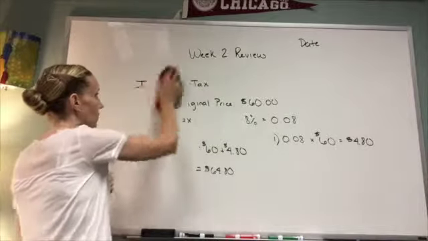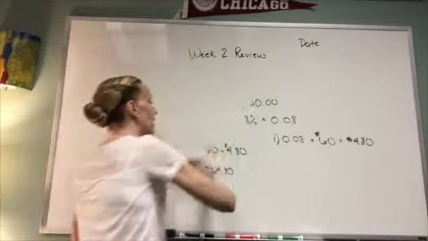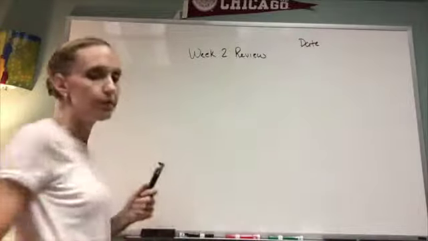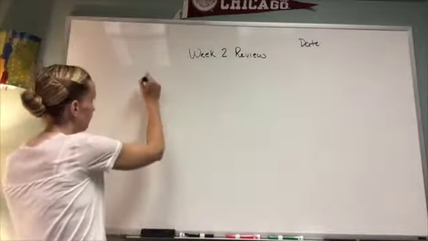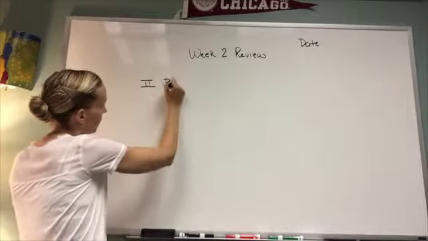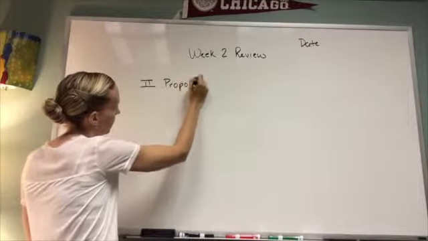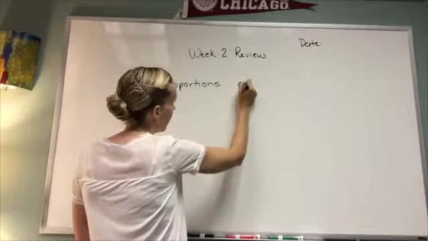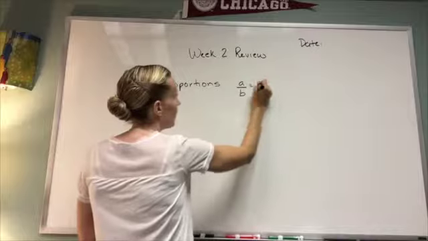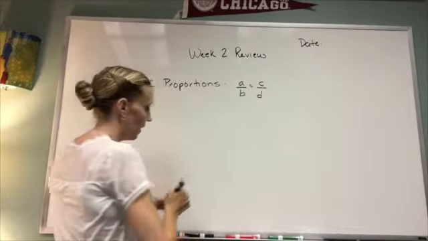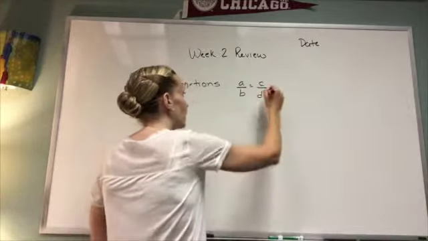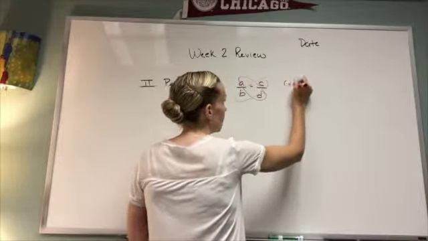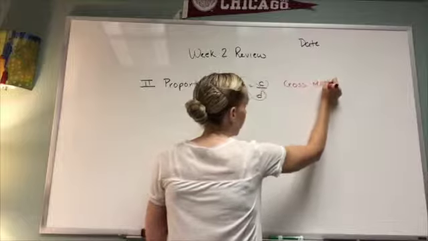Okay, moving on to topic 2. After we did sales tax, we did a quick review of proportions. And that's pretty much where we have A over B equaling C over D, and we butterfly it, meaning that we cross multiply.